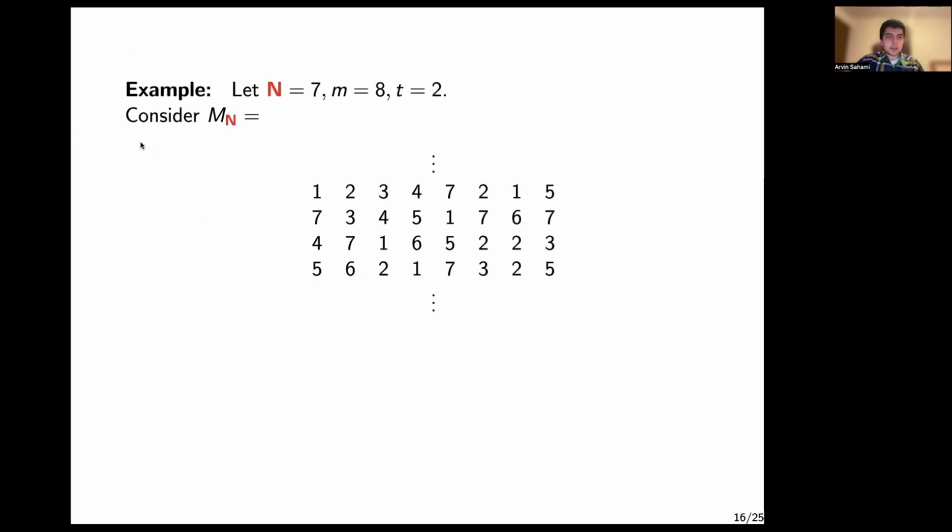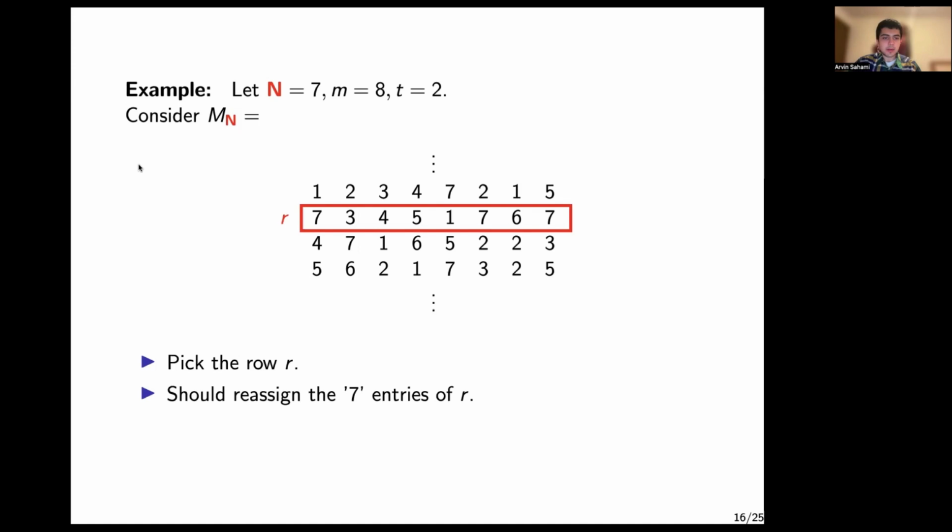I'm going to describe what the procedure is by going through this example. So let's begin: let the original level size be 7, and suppose you have 8 columns, and let t be 2, the strength of this given orthogonal array. So here's a picture of a part of it, and I'm going to take some arbitrary row and do the following procedure on it.